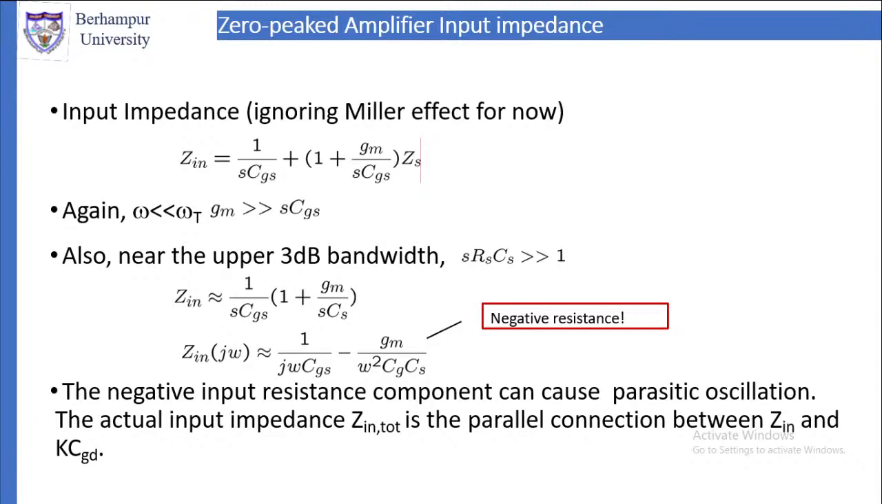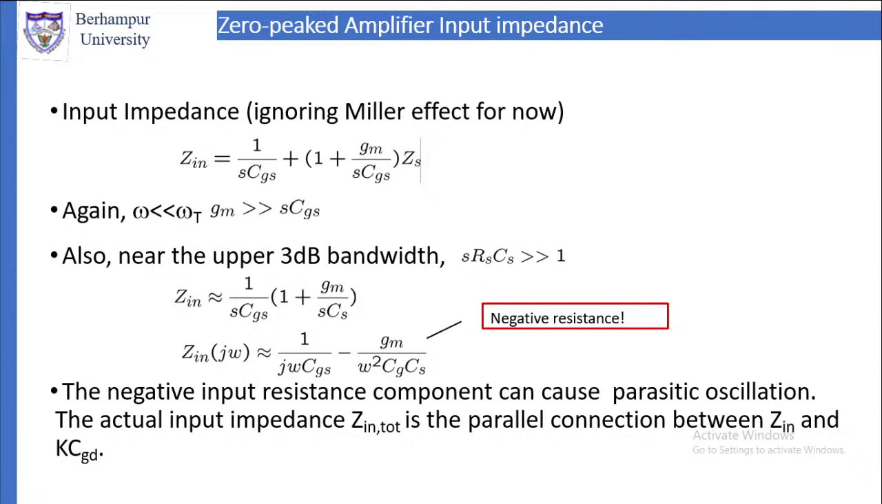This can give rise to a negative resistance. The second part, minus gm by omega square CGS into CS, is a negative term in the Zin. So since there is a negative term, if you get a large gm, or small omega, or smaller CGS and CS, we can get negative resistance. You know, negative resistance results in oscillation. So instead of an amplifier, we will get parasitic oscillation. And that is the problem, that is the issue.